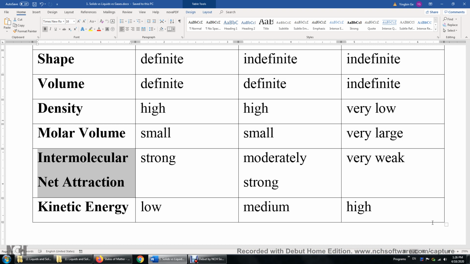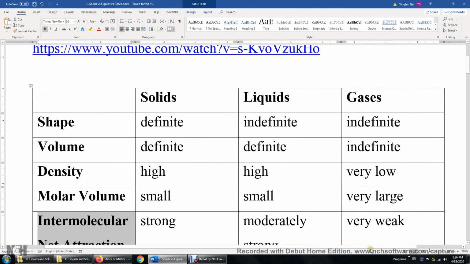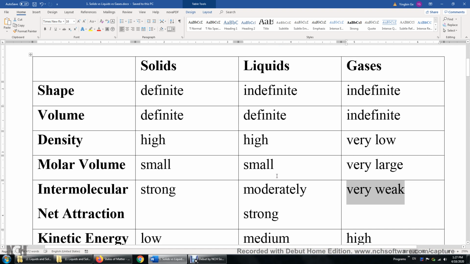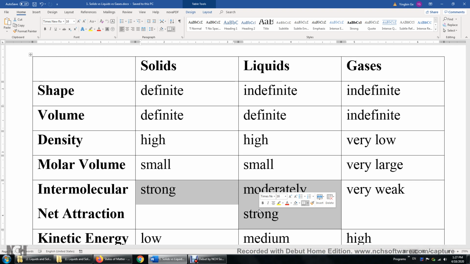However, the net attraction in the gas phase is very weak. It's almost negligible because the distance between gas particles is much greater than the distance between molecules in the liquid or solid phase. So what about the solid and liquid phases? The intermolecular net attraction is much stronger than that in the gas phase.